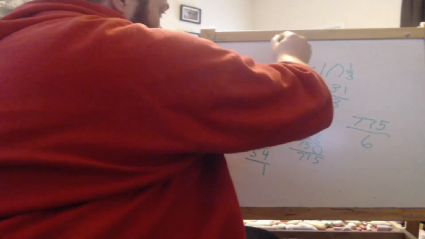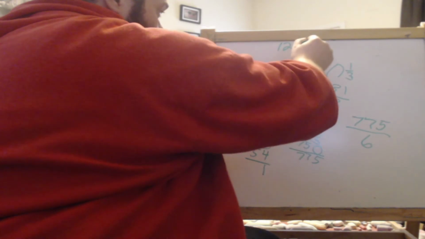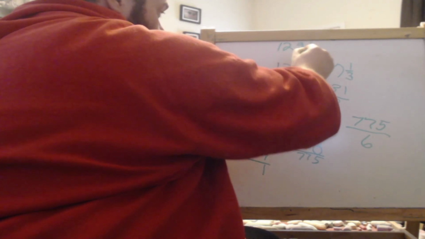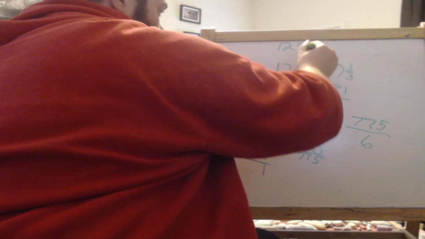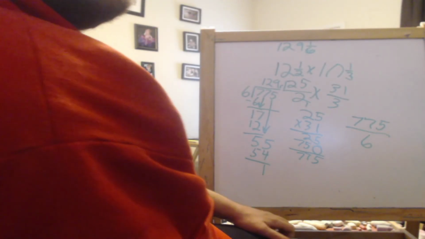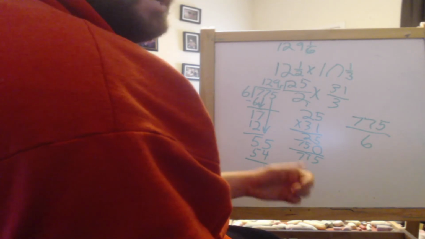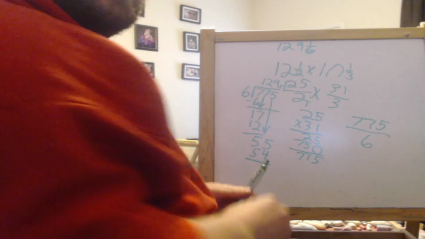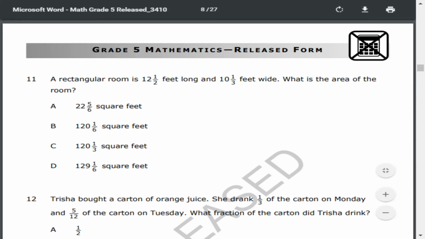which equals 129. And then, as I said before, the remainder of 1 turns into 1/6. The remainder becomes the numerator, and what we're dividing by becomes the denominator. So the answer should be 129 and 1/6, as we got last time. And let's look at the answers, and it looks like the answer is D.